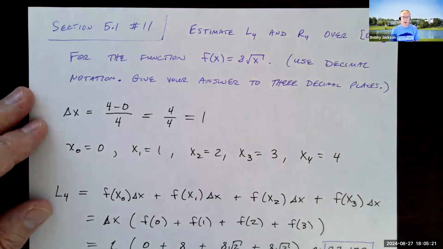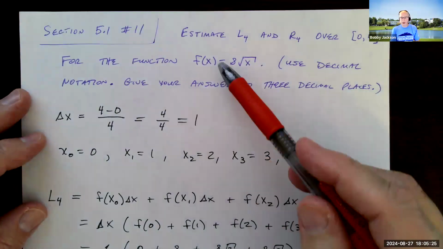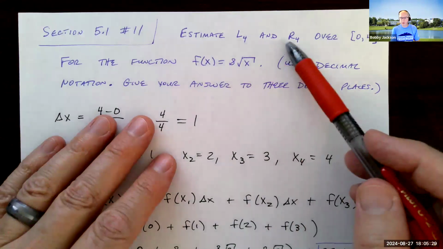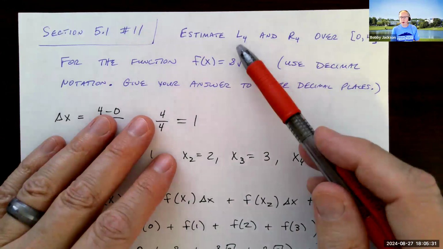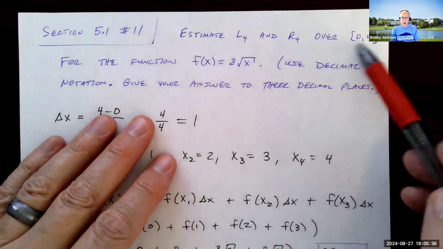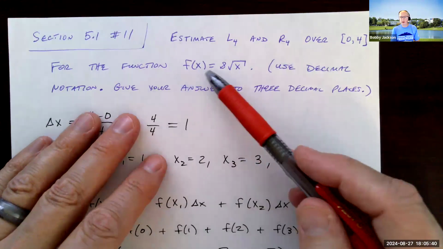Everyone, let's take number 11 in section 5.1. Their instructions are to estimate L4 and R4. That's the left-hand sum, and the R4 is the right-hand sum, right? Where n is equal to 4 subintervals over the interval from 0 to 4 for this function here, 8 times the square root of x.